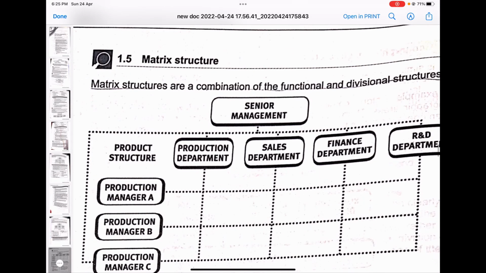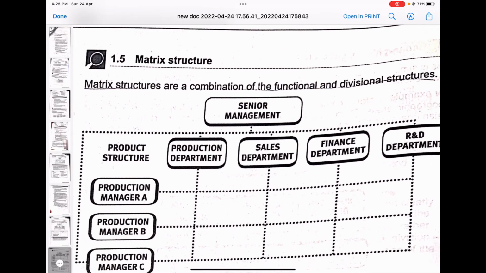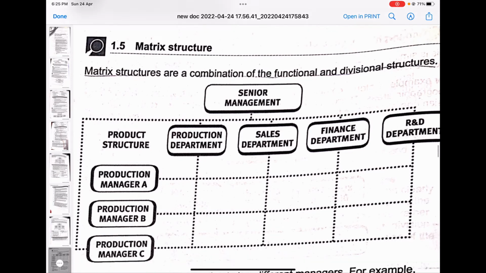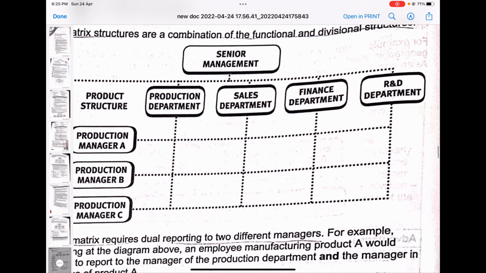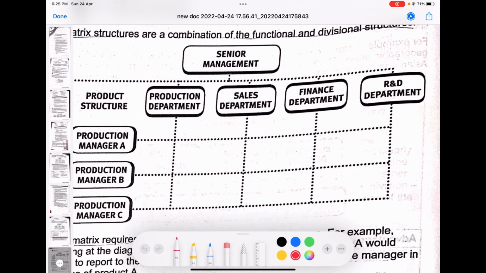Moving on to the matrix structure. The matrix structure is a combination. This is also really easy, just try to understand. Matrix structure is a combination of both the divisional structure and the functional structure, which we have seen earlier. So this is how it's going to be. For example, there is a senior management, and in the product structure we have production department, sales department, finance department, and the R&D department. So what is this? This is the functional structure, right?